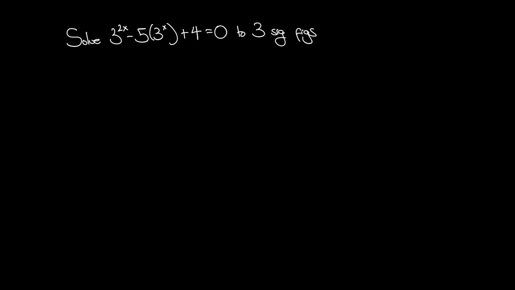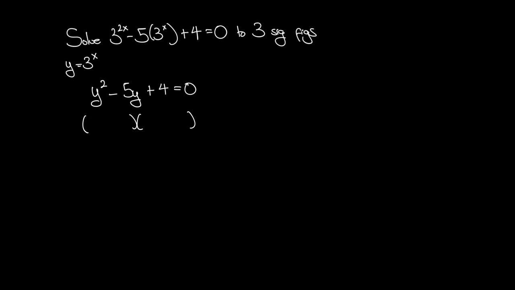All right, let's try this next question out here. Solve 3 to the power of 2x minus 5 times 3 to the x plus 4 equals 0 to 3 significant figures. Well, let's first start off by letting y equal 3 to the x. So if y is equal to 3 to the x, then we can rewrite this top equation here as y squared minus 5y plus 4 is equal to 0.